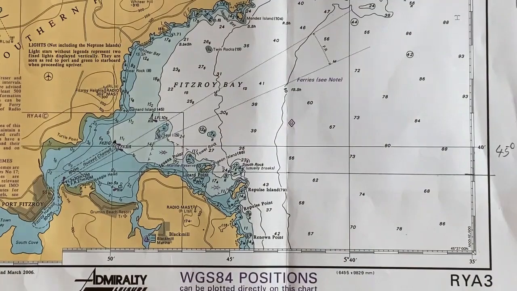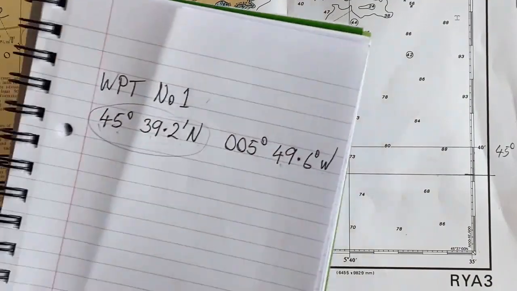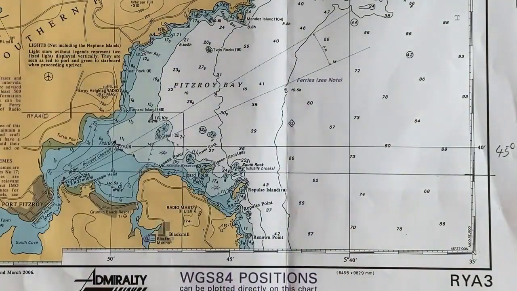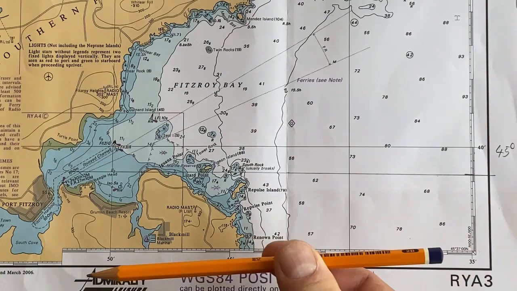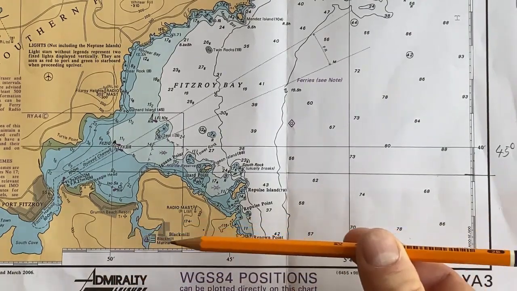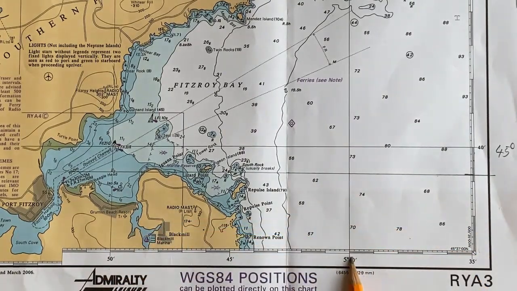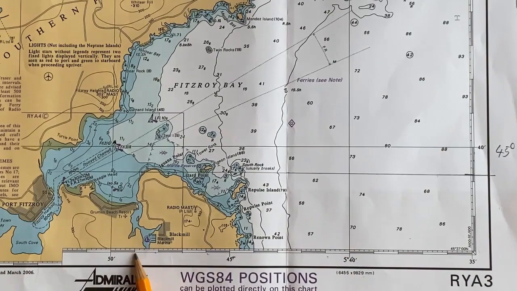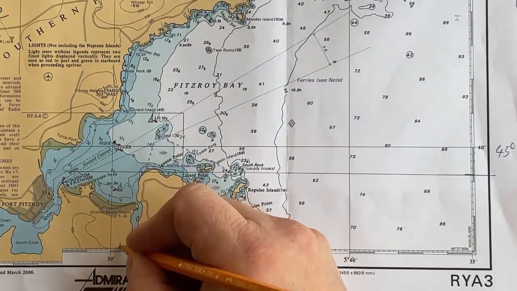Now I look at my longitude. And this time I'm looking for 005 49.6. So you can see here, that's 005 40. Now remember, we're west of Greenwich, so it goes this way. It's not like an ordnance survey map. So that's 40, 41, up to 45, and I'm looking for 49, so 46, 47, 48, 49, decimal 2, decimal 4, decimal 6. Just put a little tick there.